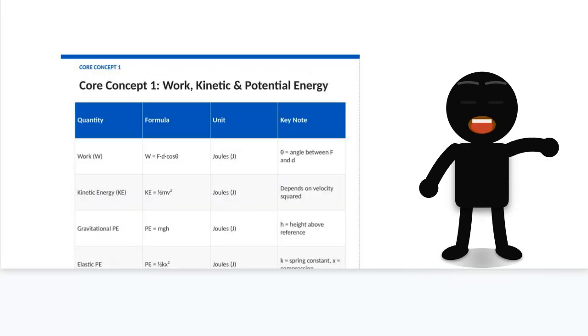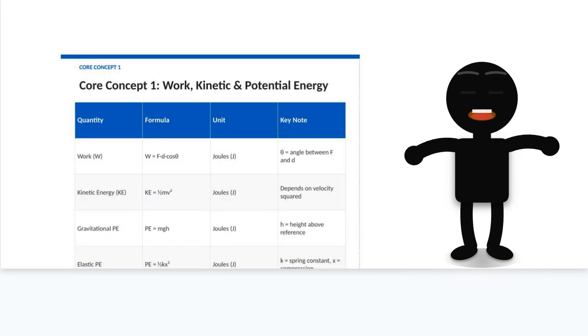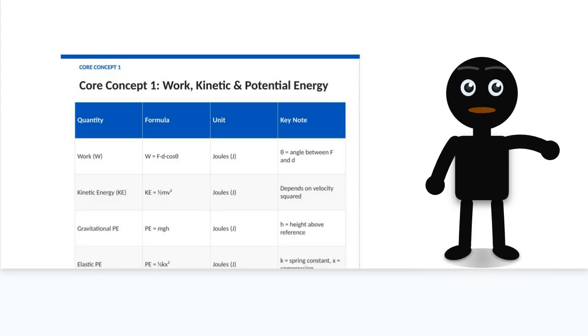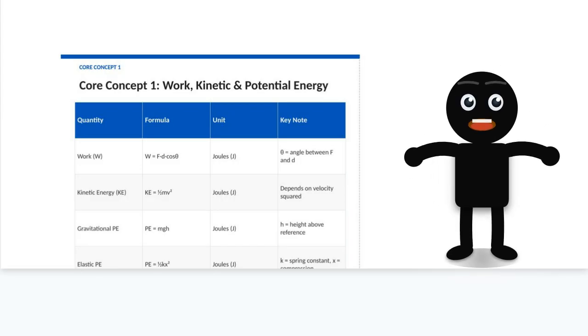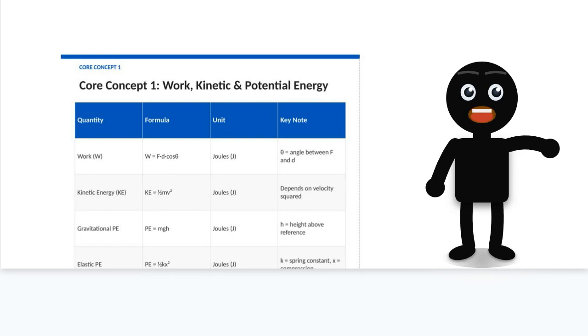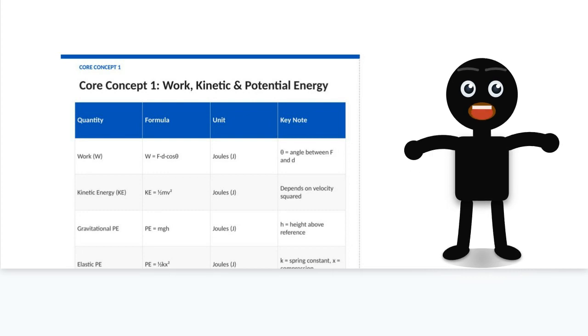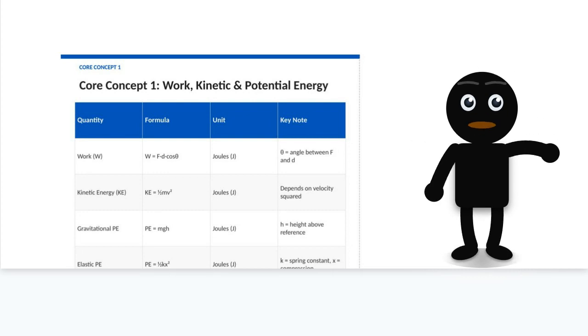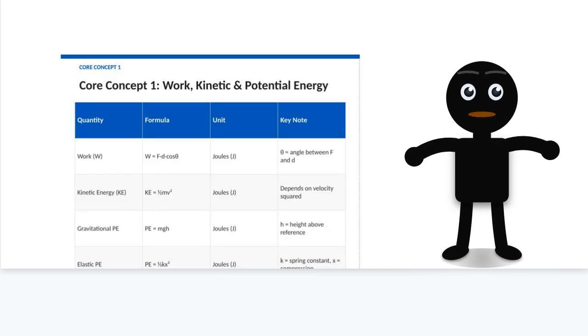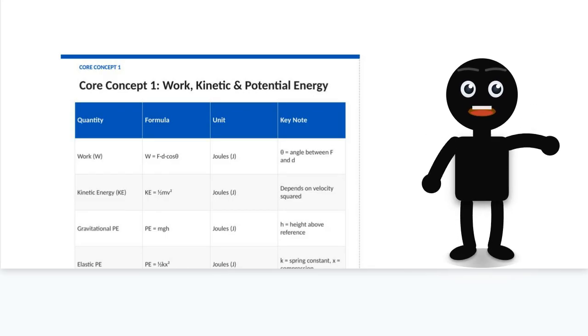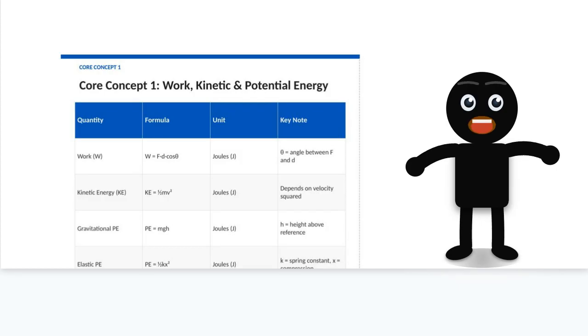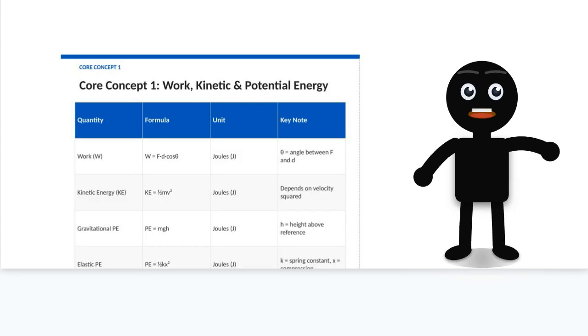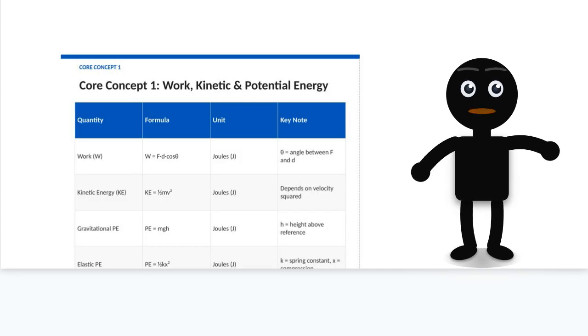Work is the transfer of energy by a force over a displacement. The cosine factor is critical, it is the component of force that is parallel to the displacement. Kinetic energy is the energy of motion, 1/2 mass times velocity squared. Notice the velocity squared term, doubling the speed quadruples the kinetic energy. This is why highway speed limits matter so much for crash safety.